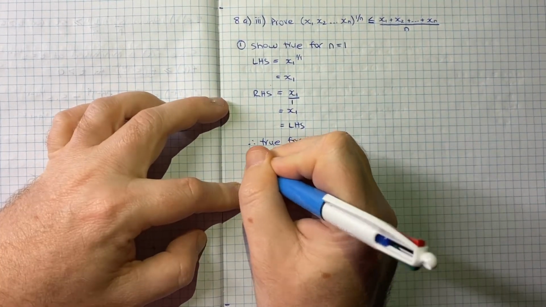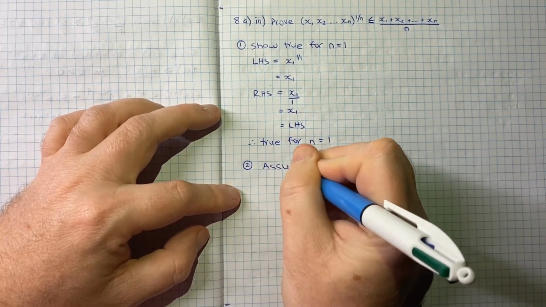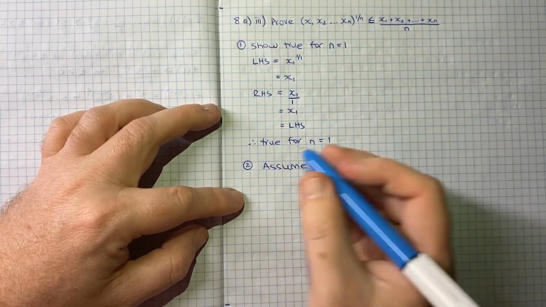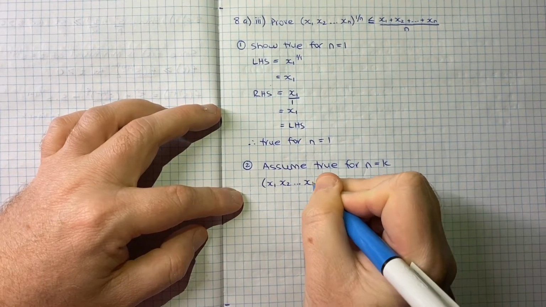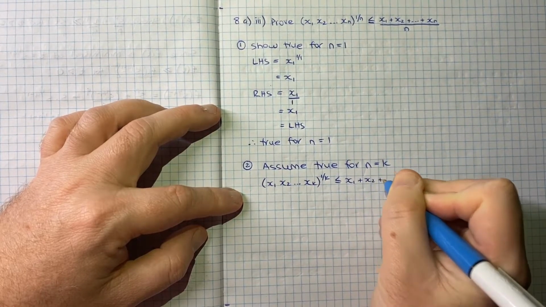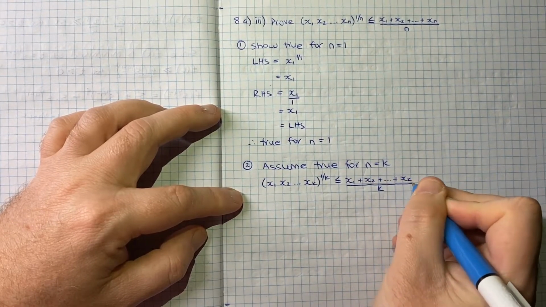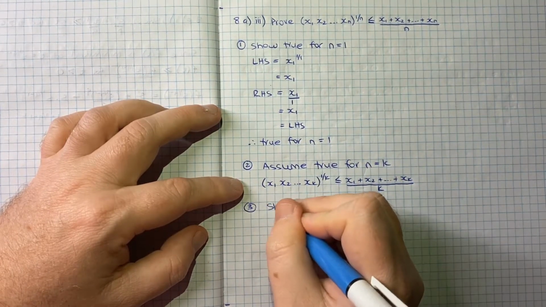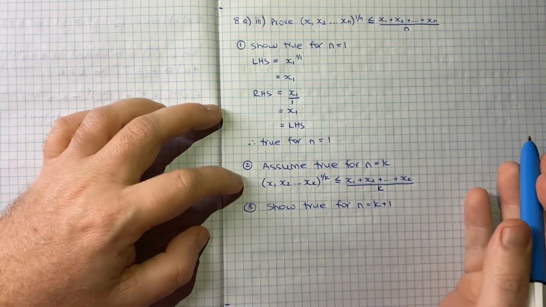Then we've got step 2, which is always the simplest in induction, or at least most of the time. We assume true for n is equal to k. So basically what that means is we're going to assume that x1 times x2 all the way up to xk to the 1 on k is less than or equal to x1 plus x2 plus all the way up to xk divided by k. And hopefully that assumption is going to come in handy in our next step, step 3, where we need to show that it's true for n is equal to k plus 1. And this is where all the hard work will be.